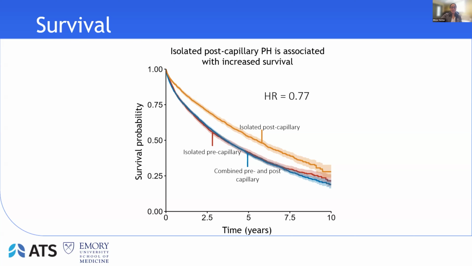We also calculated hazard ratios for the median survival estimates adjusted for age, gender, race, BMI, and NYHA class. We considered isolated precapillary pulmonary hypertension to be the referent group. The hazard ratio for isolated postcapillary disease was significantly lower at 0.77, and the hazard ratio for combined pre and post capillary pulmonary hypertension was 1, meaning they were equivalent to the isolated precapillary pulmonary hypertension group. The hazard ratios at 1, 3, and 5 years were all also significantly decreased for the isolated postcapillary group compared to the other 2 groups.